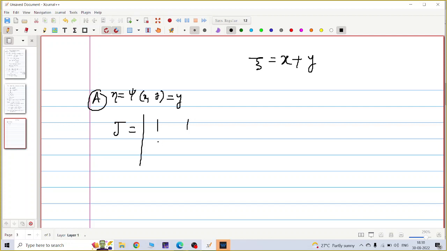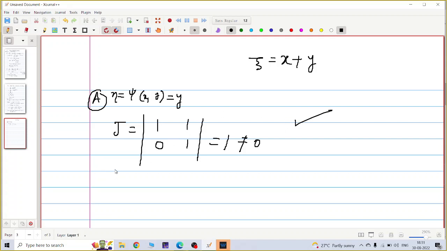Here eta y is 1, so the determinant is 1, the Jacobian determinant. This determinant is 1, that means non-zero. So should I take this psi or not? Should I take this eta or not? Yes, sir. It will take. So option A is right.